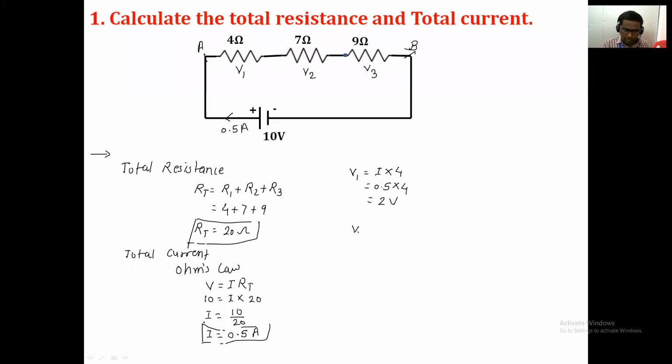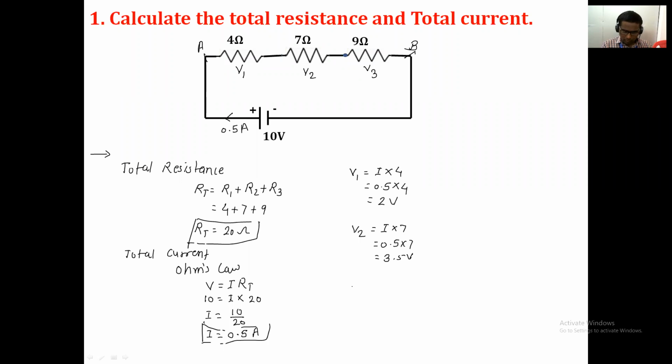After that, if we want to calculate V2, V2 is the voltage across the 7 ohm resistance. When we want to calculate the voltage across the 7 ohm resistance, we must know the current flowing through that 7 ohm resistance into the resistance of this resistor, which is 7. Current is the same, it's 0.5 into 7, which is equal to 3.5 volt.